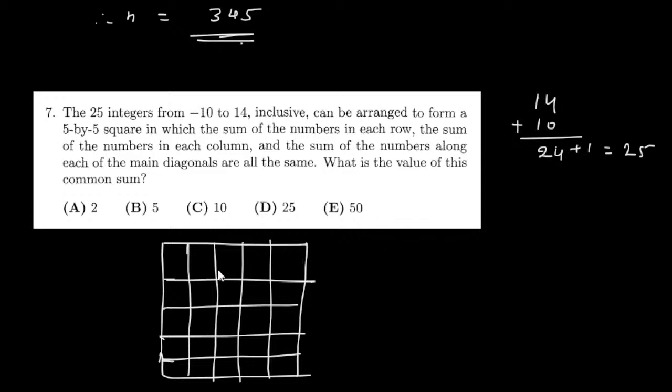Okay, so what is that sum? Let us begin with minus 10. If I take minus 10 here, I have to arrange the numbers in this row and in this column in such a way that my sum is going to be same.